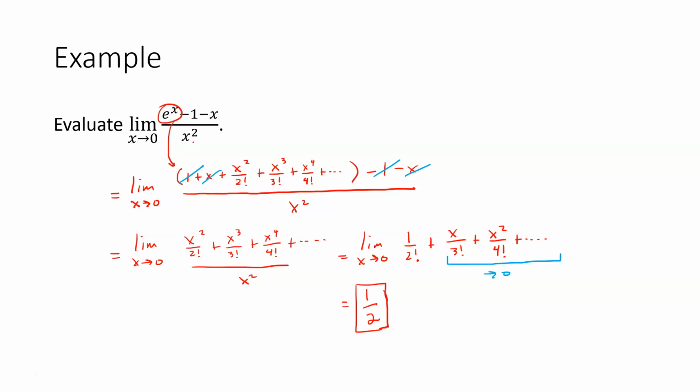Notice here we didn't have to use L'Hopital's rule, but instead writing out the terms of the Taylor series of e to the x allowed us to simplify the limit into a form that we could evaluate.